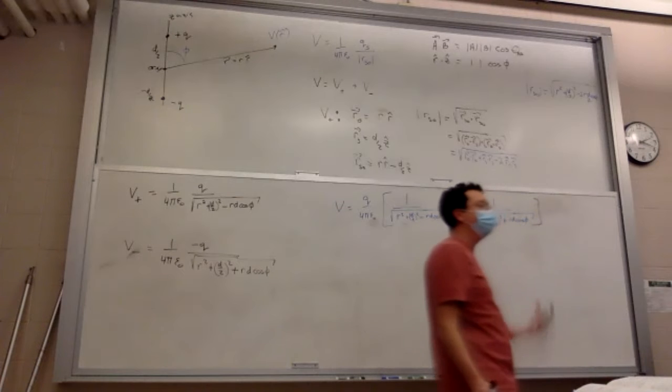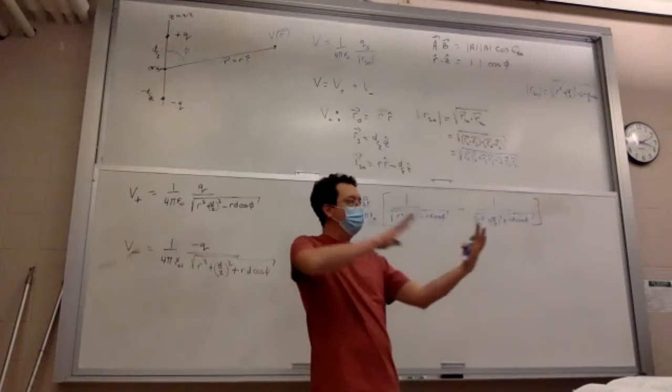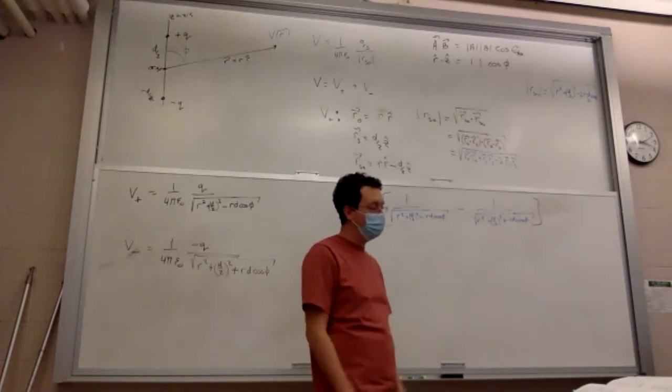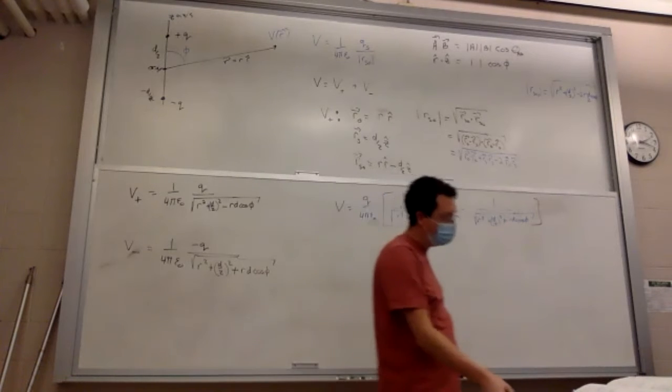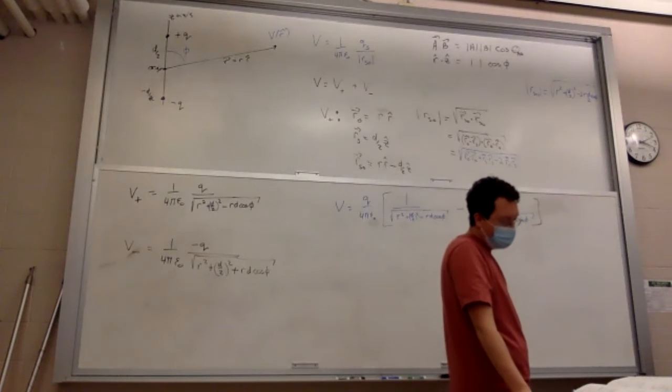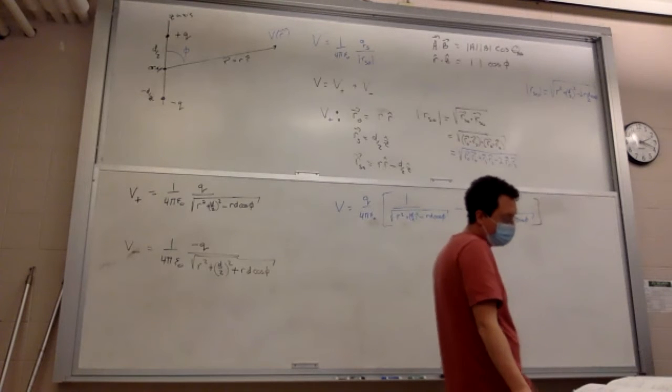But you'll remember when we had the formula for the electric field, we zoomed out and came up with an approximate formula. We're going to do the same thing here. What's the way to do that?